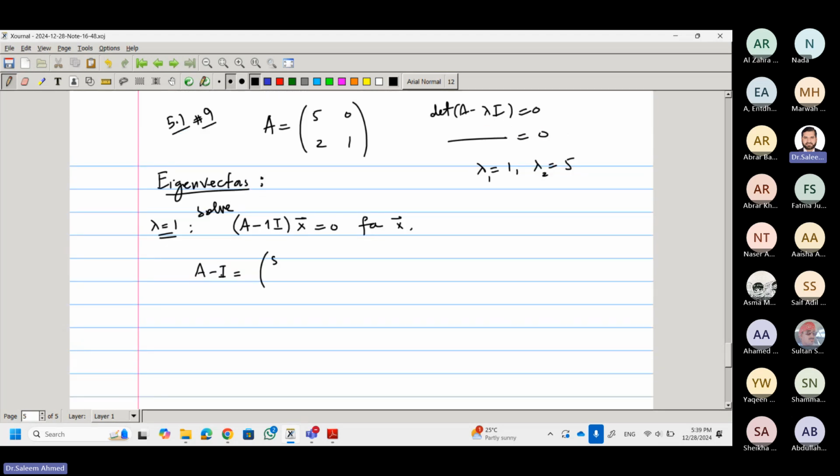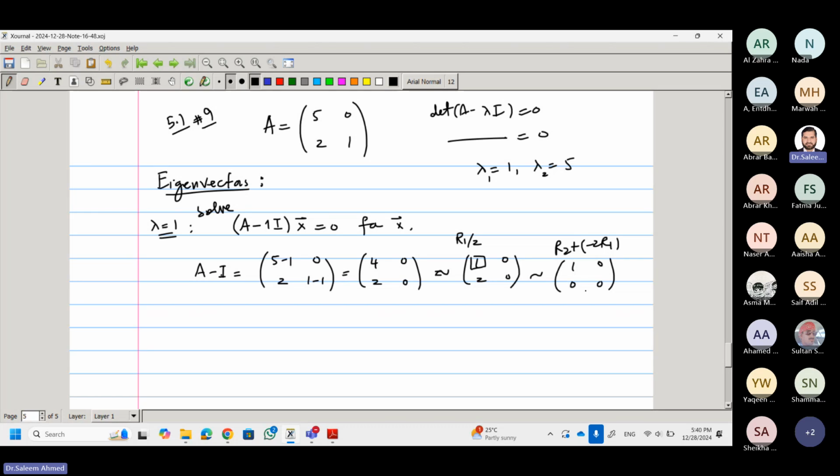So 5 minus 1, 0, 2, 1 minus 1. Right? We subtracted 1 from the diagonal. So it becomes 4, 0, 2, 0. If I make this 1, 0, 2, 0, means divide the first row by 2. Now use 1 to make this 0. So I can do R2 minus 2R1. If I do R2 minus 2R1, you will get 0, 0. So see, the second row has become 0.